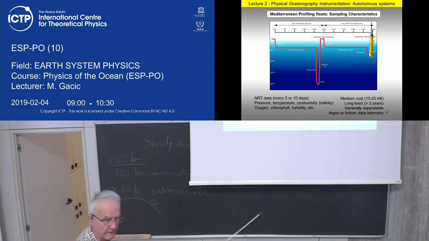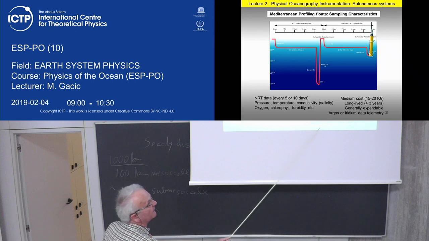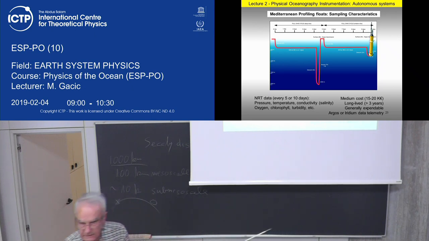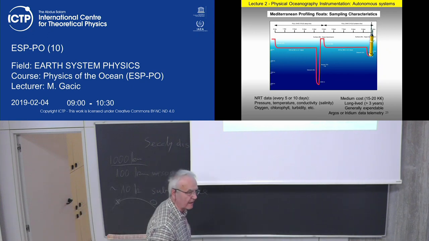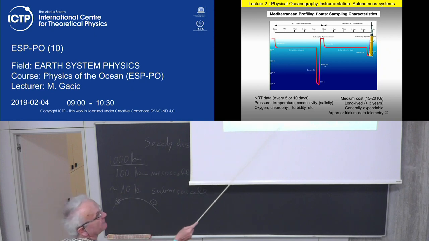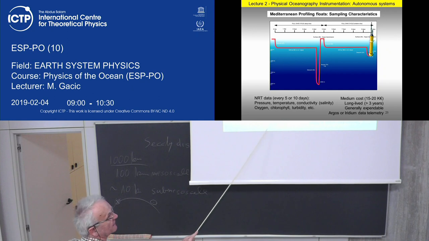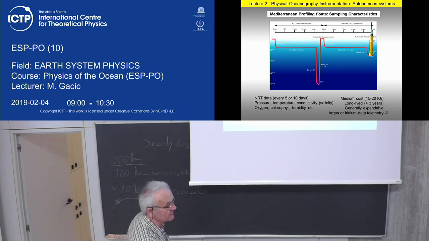They are generally expendable, so they are not recovered. They cannot be recovered; in theory, in practice, they can be. Their lifetime is larger than 3 years. Medium cost is 15,000 to 20,000 euros. This is just for pressure, temperature, conductivity. If you add other parameters, the price obviously goes up. If you also add nutrient measurements, the value goes up to 50,000 euros. So it's not so cheap. But considering their life of more than three years, it's an acceptable price.